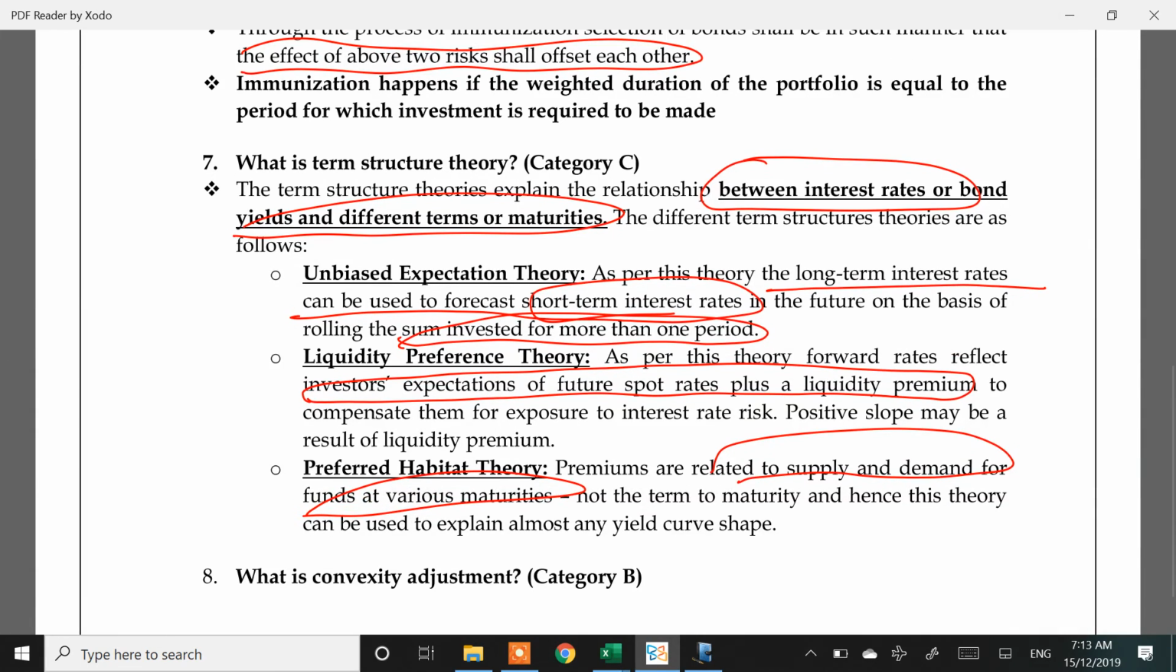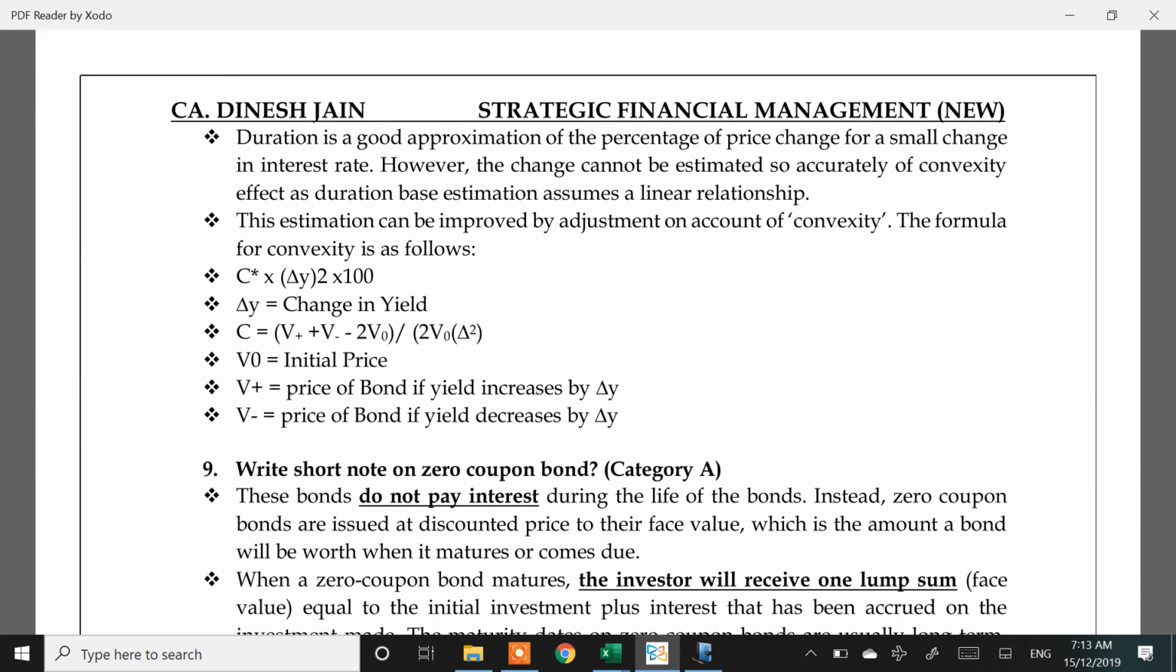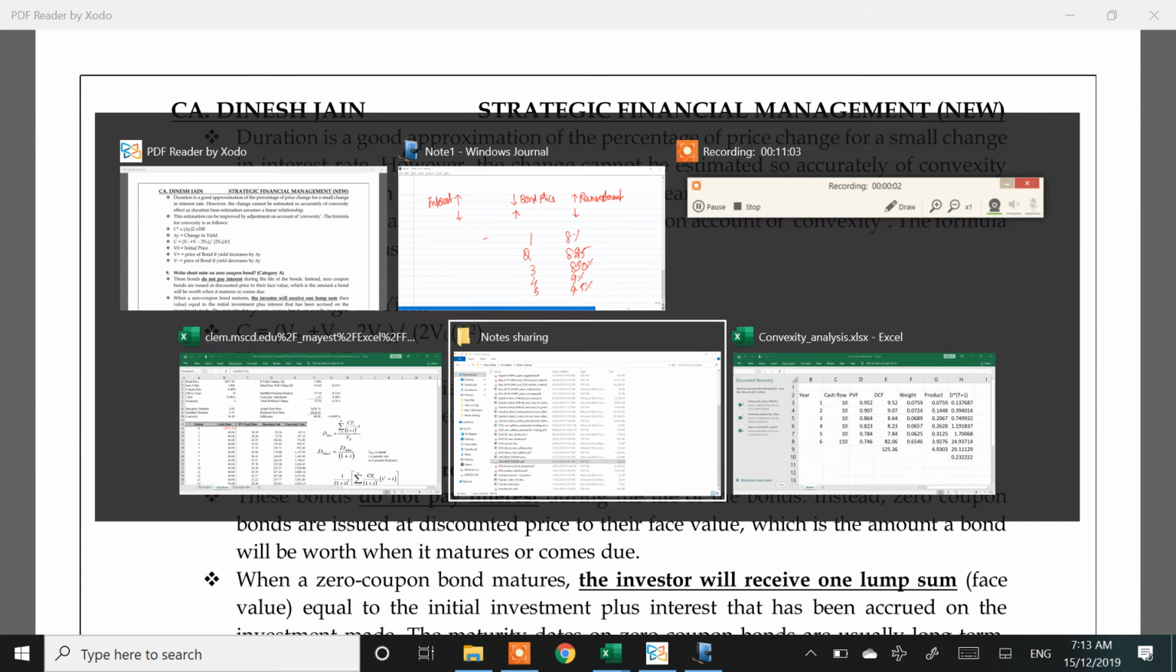Okay, what is convexity adjustment? Now, let me take this example.